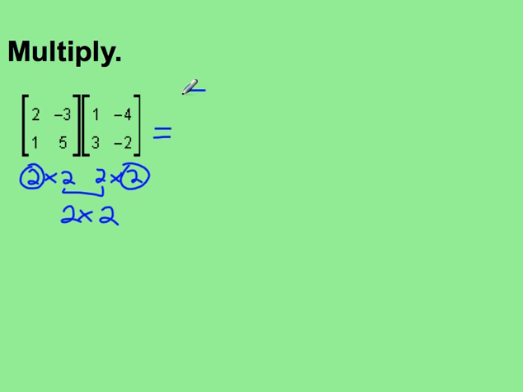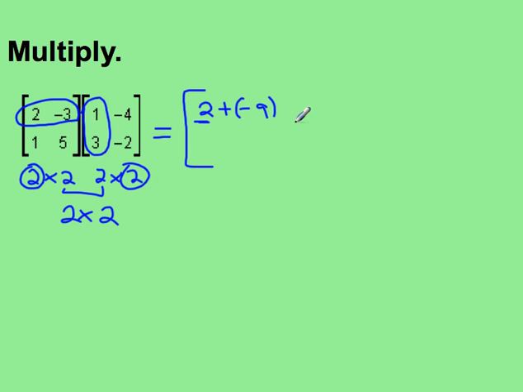Now let's multiply these out. This spot right here is row 1, column 1. So what I'm going to do is I'm going to take this row 1 in the first matrix times column 1 of the second matrix. So I'll take 2 times 1 and get 2, plus negative 3 times 3, which is negative 9. Okay, and that'll be row 1, column 1.